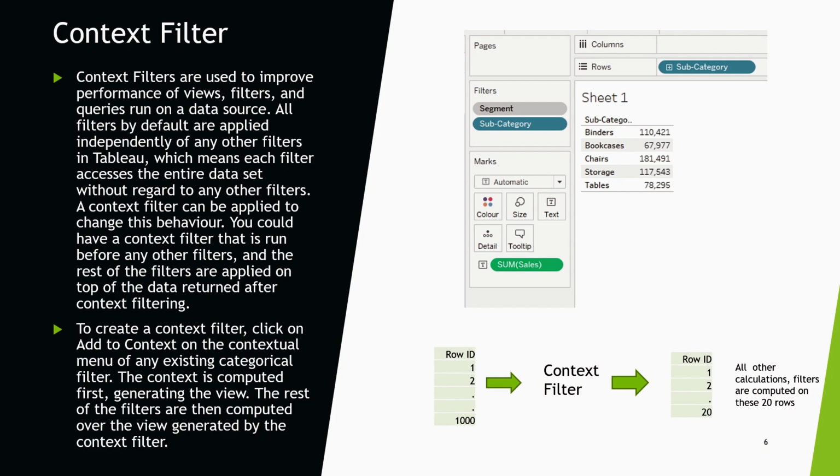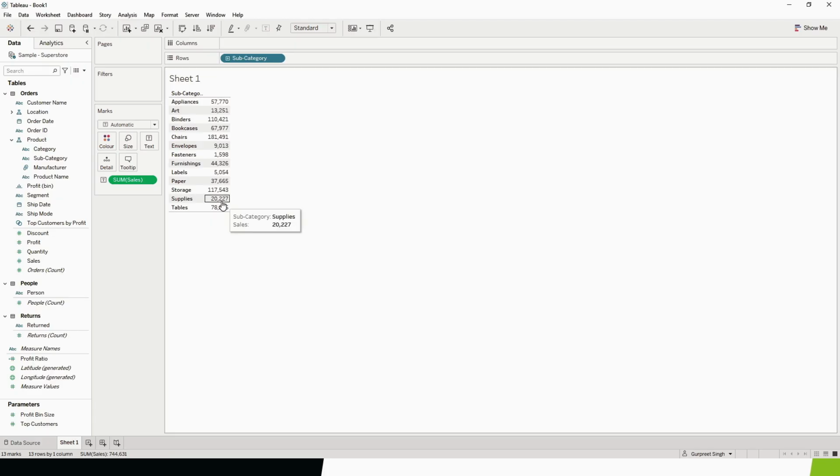So what do we mean by context filter in simple terms? Let's assume we have 1000 rows in our data set, and we applied a context filter and we only get 20 rows. So all other calculations and filters are computed on those 20 rows rather than on 1000 rows. This normally helps us to improve the performance of the dashboard. And how can we create it? Let's go to Tableau Desktop and try it.